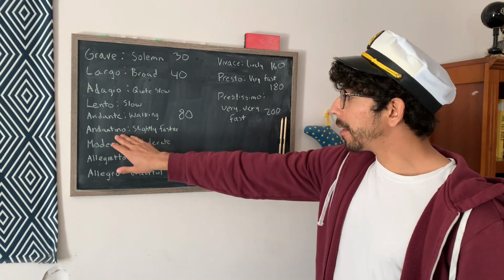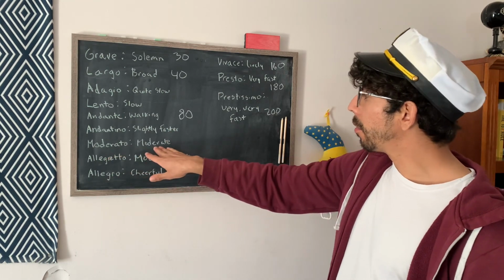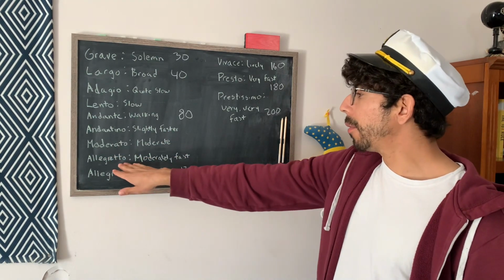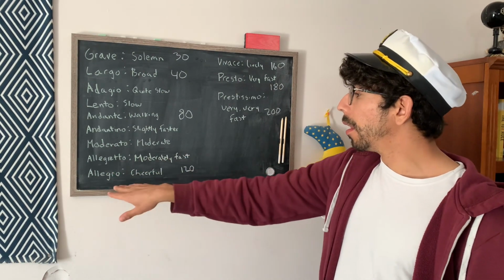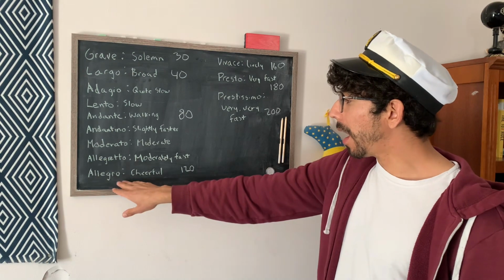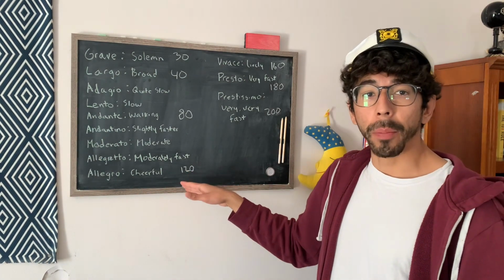Then we have andantino, which is slightly faster. Moderato, which is moderate. Then we get to allegretto, which is moderately fast. And then we finally get to allegro, which is cheerful, which is around 120 BPM.